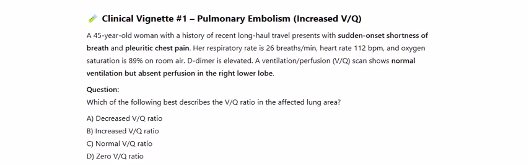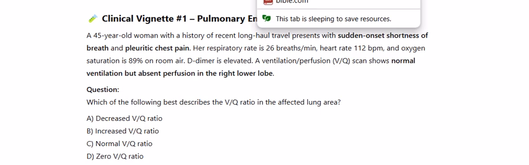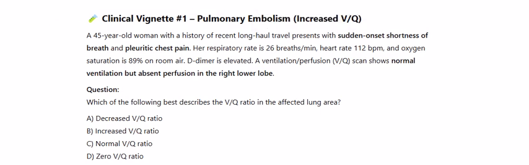A 45-year-old woman with a history of recent long-haul travel presents with sudden onset shortness of breath and pleuritic chest pain. Her respiratory rate is 26 breaths per minute, heart rate 112 BPM, and oxygen saturation is 89% on room air. D-dimer is elevated. A ventilation perfusion VQ scan shows normal ventilation but absent perfusion in the right lower lobe. Question: which of the following best describes the VQ ratio in the affected lung area?